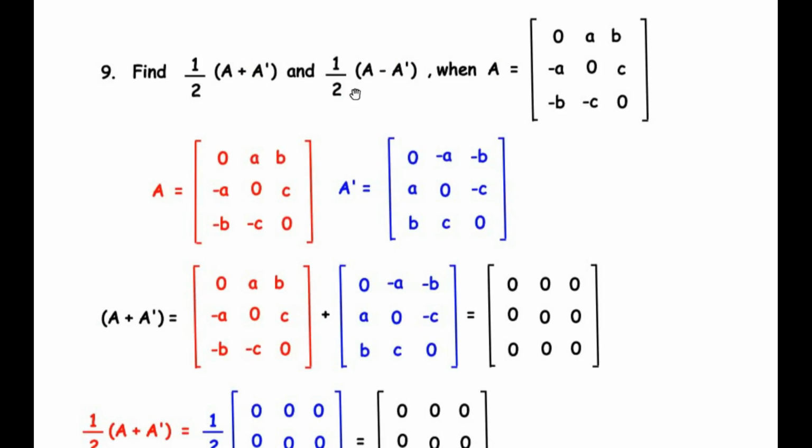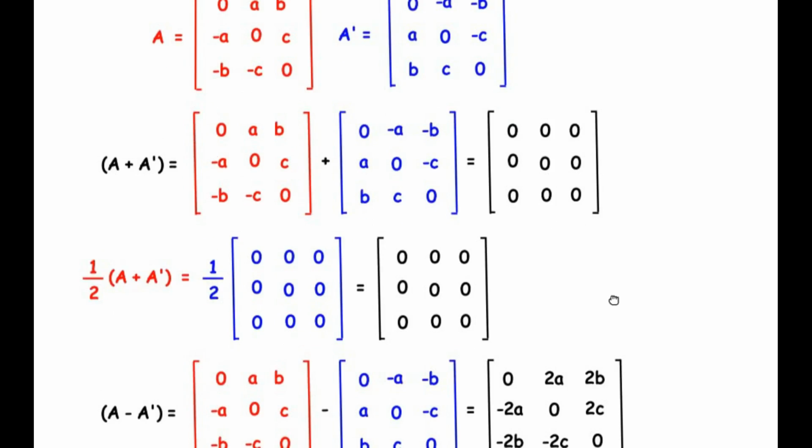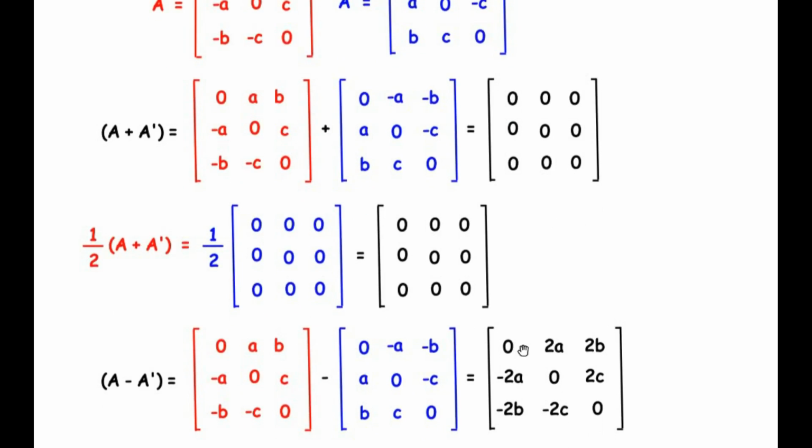Now let us focus on 1 over 2 times A minus A transpose. So here we have taken A and A transpose and we have subtracted the two matrices element by element. So 0 minus 0 is 0, A minus of minus is plus, so A plus A is 2A, B minus of minus is plus, so B plus B is 2B, minus A gives us minus 2A, 0 minus 0 is 0, C minus of minus is plus, so C plus C is 2C, minus B is minus 2B, minus C is minus 2C, and 0 minus 0 is 0.